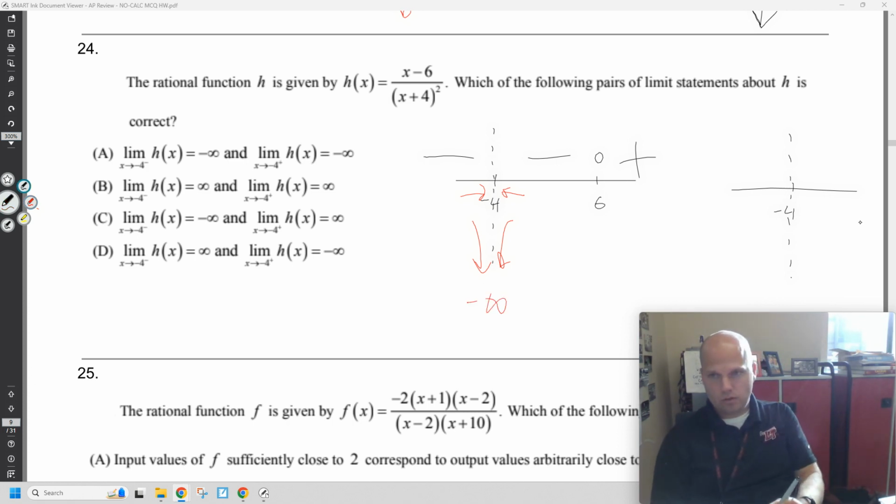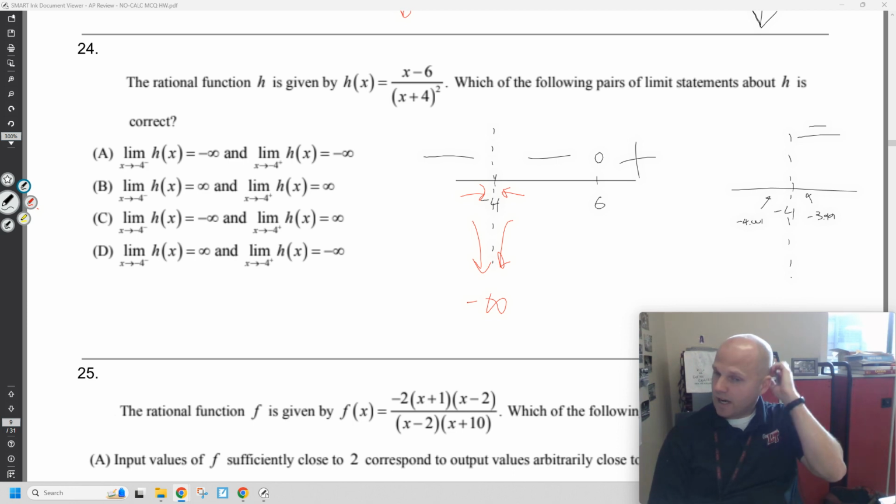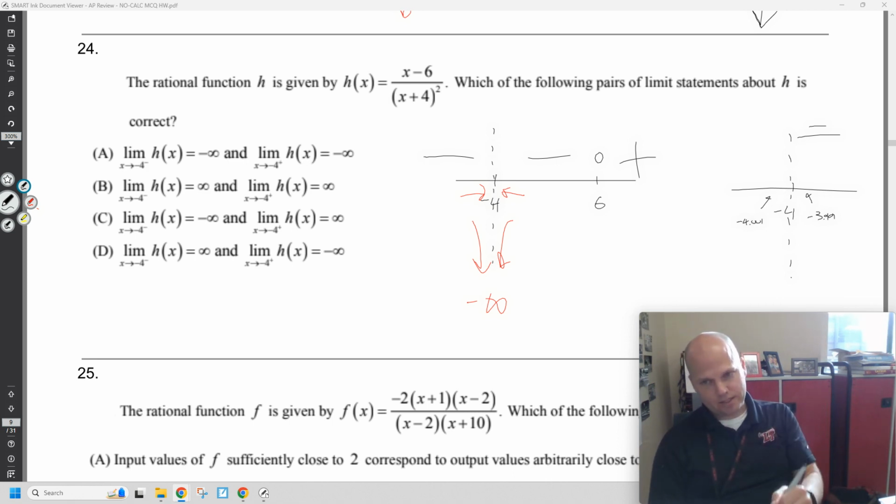If we wanted to use the smaller sign analysis, you could plug in -3.999. You could plug in -4.001. You plug in -3.999 minus 6, that's going to be a negative value. I don't really care exactly what it is because I know it's a number that's negative. If I plug in -3.9999, add 4, it's close to 0, and positive squared stays positive. So we have a number that's close to 0, positive. That's why I know we have these negative large values.